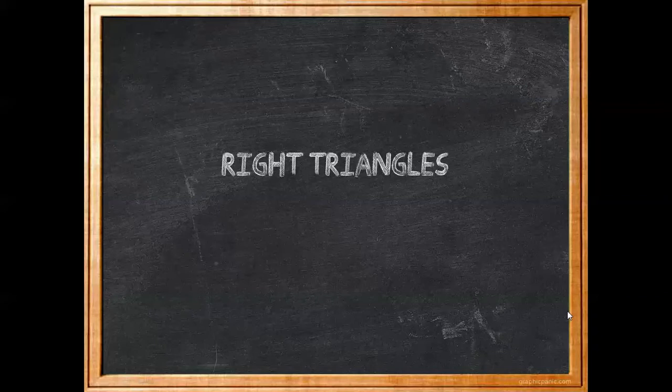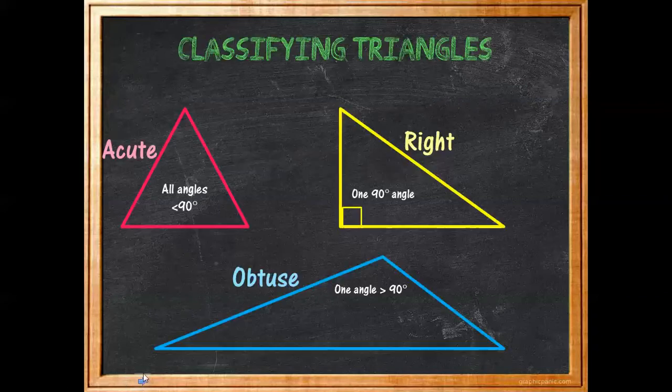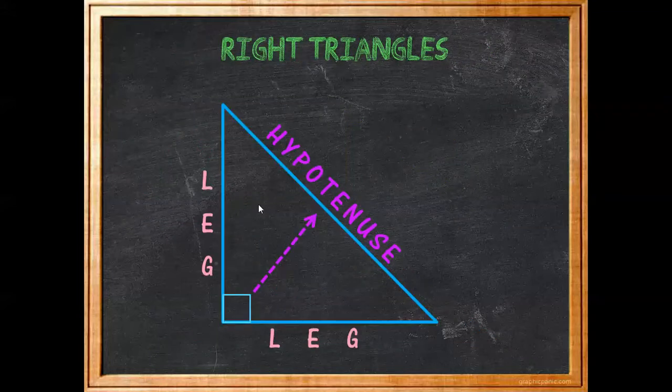In this video, we're going to talk about right triangles. When we classify triangles, we can classify them in three different ways. We can classify them as acute, where all of the angles are less than 90 degrees. We can classify them as right, where one of the angles is 90 degrees. Or we can classify them as obtuse, where one of the angles is greater than 90 degrees.